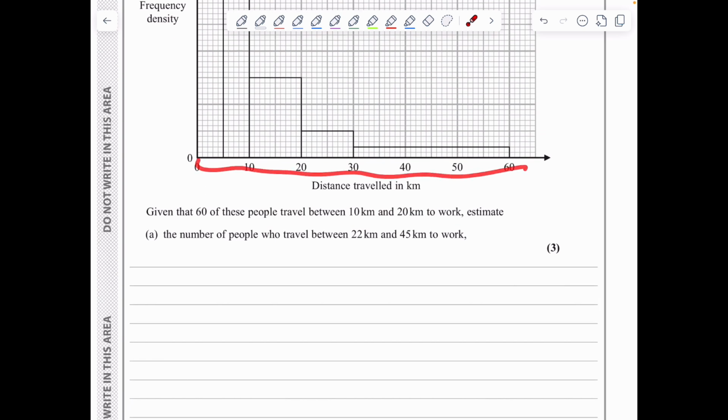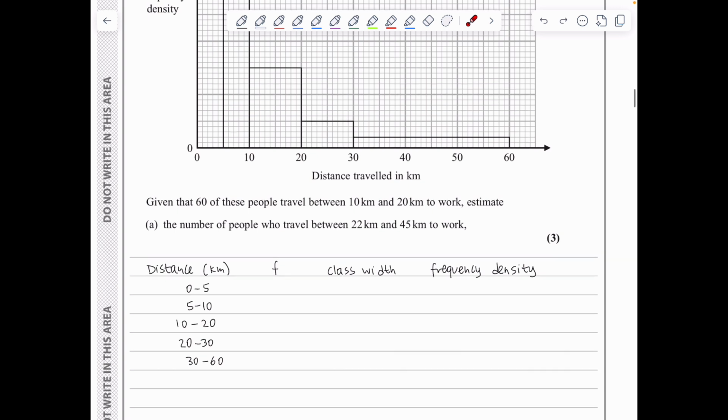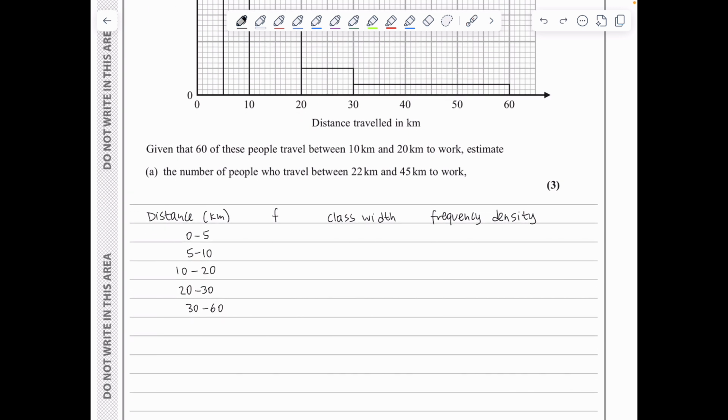We've got the classes here. So I've got distance, I've got frequency, class width, and frequency density. My classes are 0 to 5, 5 to 10, 10 to 20, 20 to 30, and 30 to 60. I can easily derive the class width for each of these classes. So for 0 to 5, it's 5, 5 to 10 is 5, 10 to 20 is 10, then 10, and then 30.